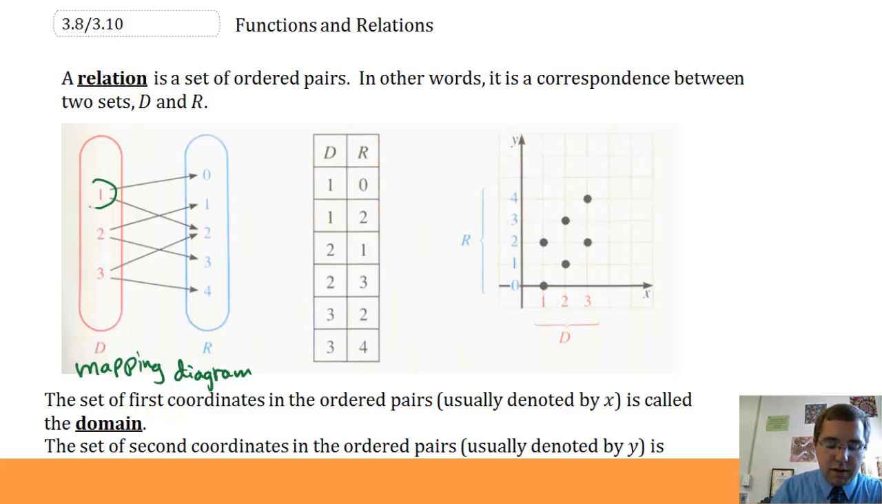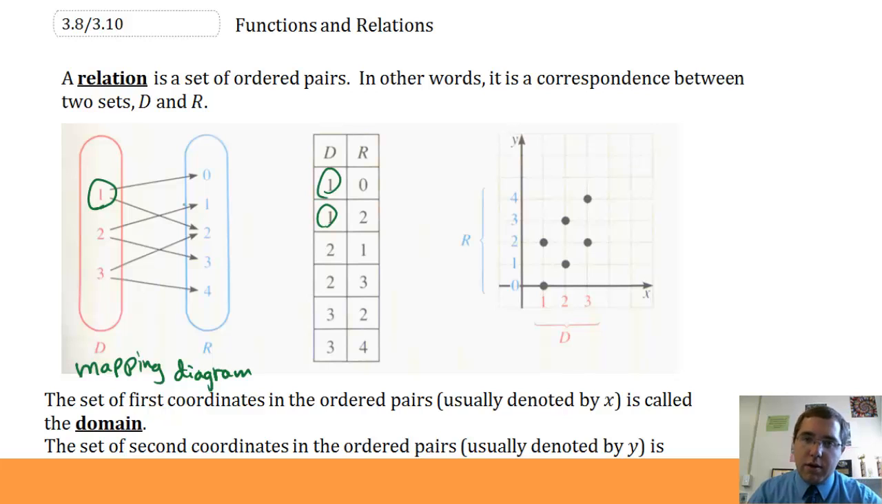So 1 is mapped to both 0 and 2, 2 is mapped to both 1 and 3, and 3 is mapped to both 2 and 4. Or we can write a relation in the form of a table, where the items in the first column are set D, and the items in our second column are set R. So in this case, this is the same relation as in the mapping diagram. 1 is mapped to both 0 and 2, just as it was in the mapping diagram.